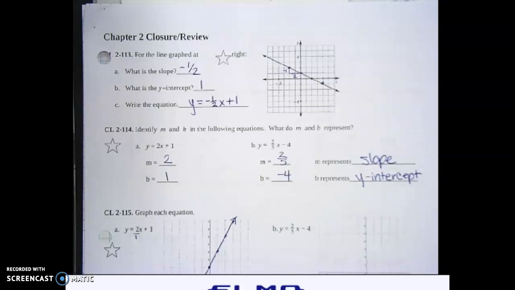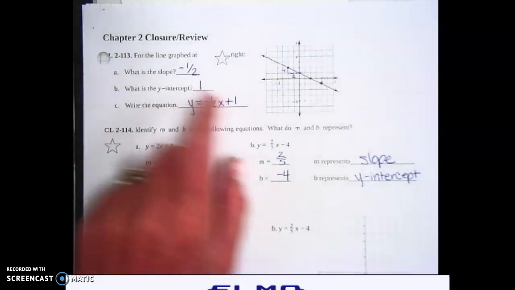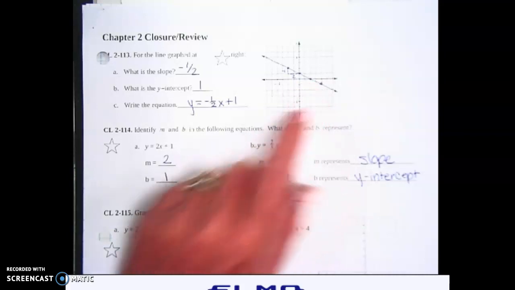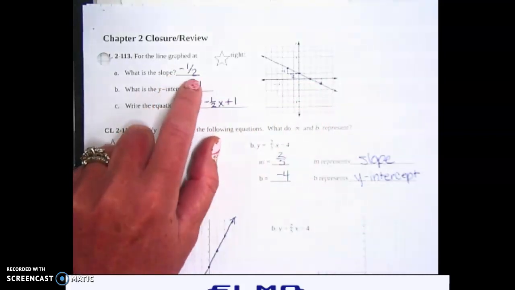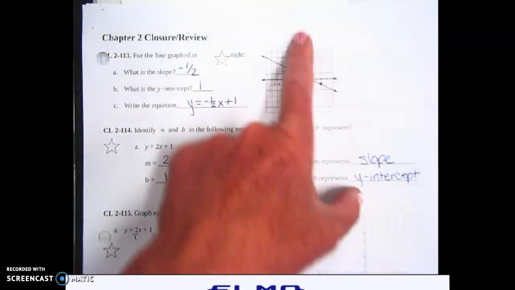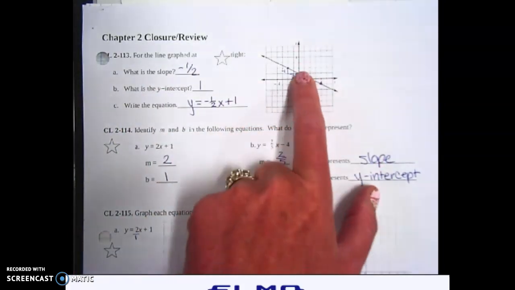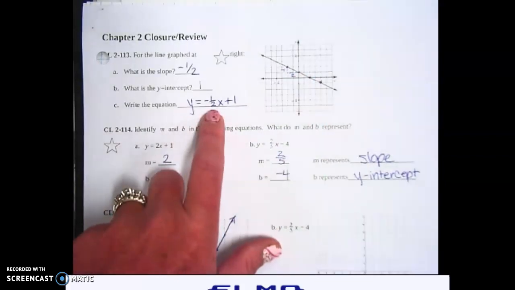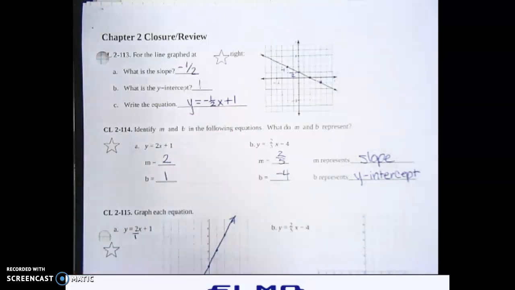Today we're looking at the Integrated Math 1, Chapter 2, Closure and Review. Question 113 says, for the line graphed at the right, what is the slope? On this slope, you're going down 1 over 2, down 1 over 2. So the slope is -1/2. What is the y-intercept? The y-intercept on the y-axis is right here at +1. So the equation of the line is y equals -1/2 x plus 1.